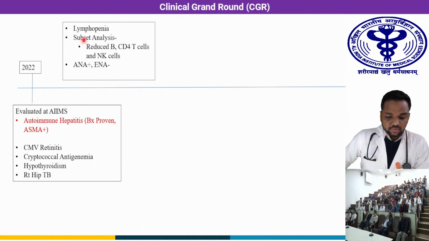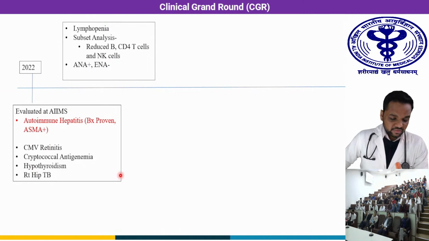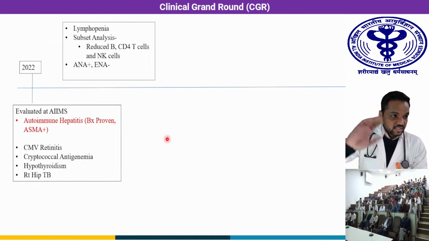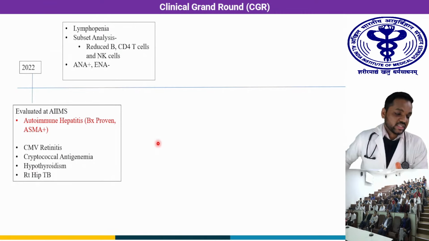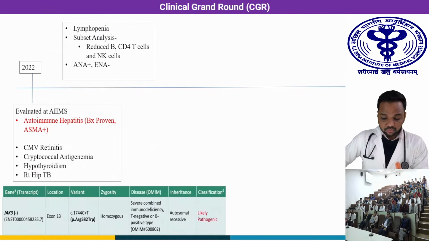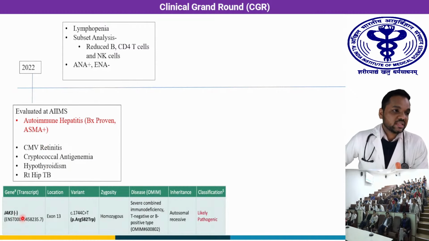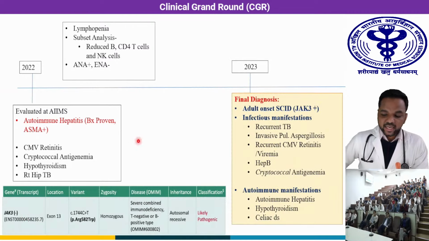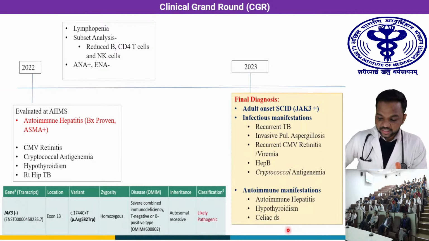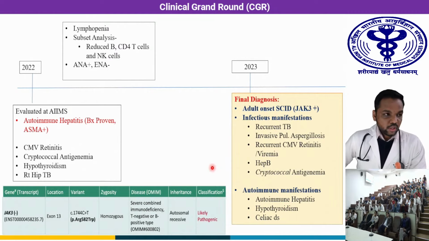On evaluation, she was found to have lymphopenia with reduced subsets of B cells, CD4 T cells, and NK cells. On further evaluation, she was also diagnosed with autoimmune hepatitis and various other infections. So, considering this presentation, we sent genetic analysis, which augmented our diagnosis and showed a JAK3 mutation, thus making our final diagnosis adult onset severe combined immunodeficiency with infectious as well as autoimmune manifestations.